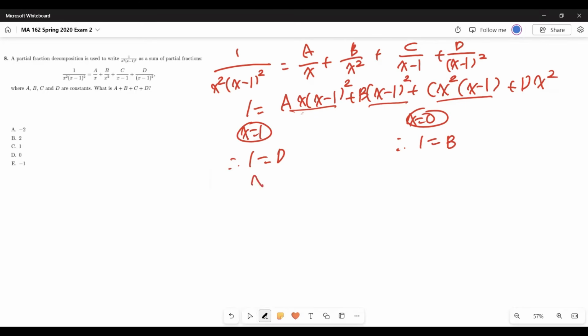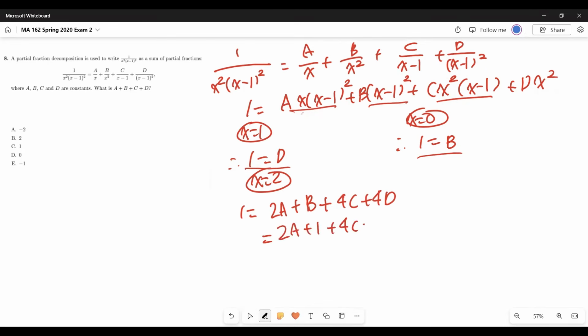Okay, let's try x equals 2 this time. 1 equals 2a plus b plus 4c plus 4d. Okay, and then plug in the b and d values as 1. So 2a plus 1 plus 4c plus 4 is equal to 1. 1 will be cancelled out. So this is just 2a plus 4c equal to negative 4.